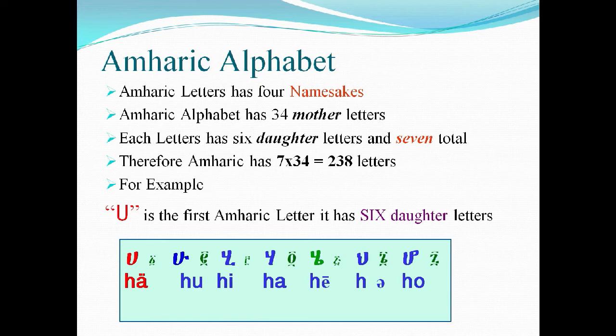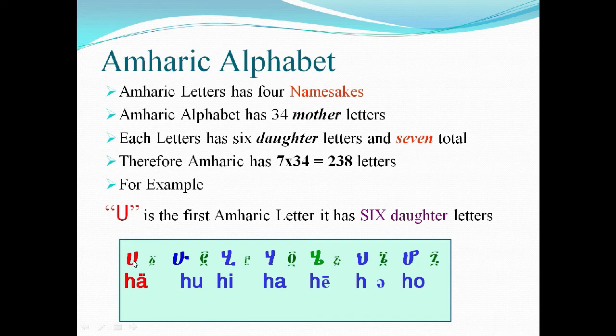Ethiopia is the only African country which has its own alphabet, and that alphabet is Amharic. Amharic has 34 mother letters, and each letter has 6 dotted letters, 7 in total. Therefore, Amharic has 7 times 34, 238 letters. For example, if we take Ha, the first Amharic letter, it has 6 dotted letters. Look, here is Ha, the first or mother letter, and these are the dotted letters.